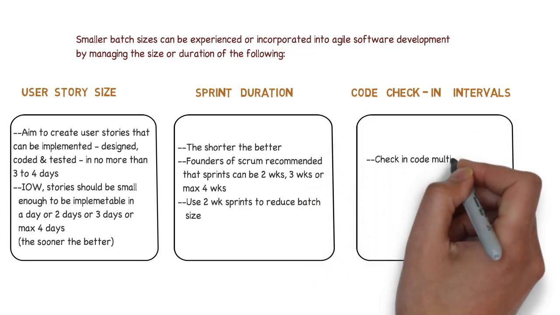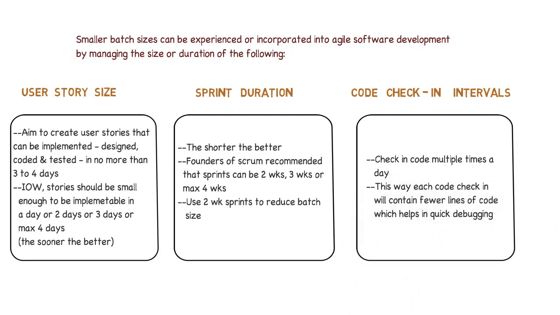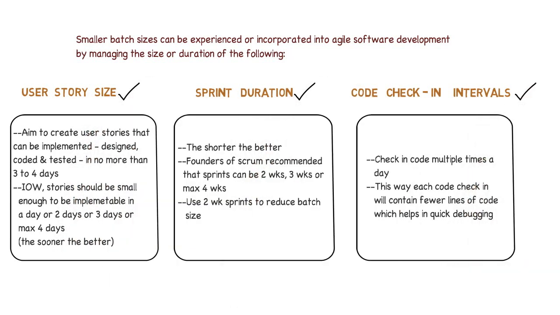Finally, checking in code multiple times a day also enables working in smaller batch sizes. This is because by doing so, each code check-in contains fewer lines of code, which helps in quick debugging in case there are errors while checking in the code. By adopting these recommendations with respect to user story size, sprint duration, and code check-in, you will be able to reap the benefits of smaller batch sizes in software development.